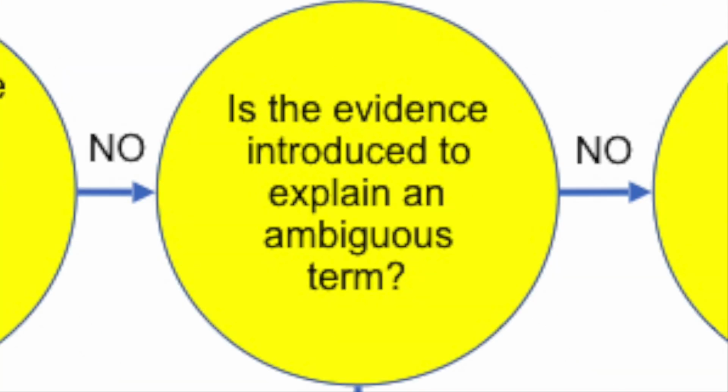Second, is it introduced to explain an ambiguous term? We can always explain patently ambiguous terms, and we might be able to explain latently ambiguous terms in a subjective court. And in addition, if we're dealing with the UCC, we always admit course of performance, course of dealing, and usages of trade to explain terms if it's a UCC contract. And so all of that evidence will come in as well.